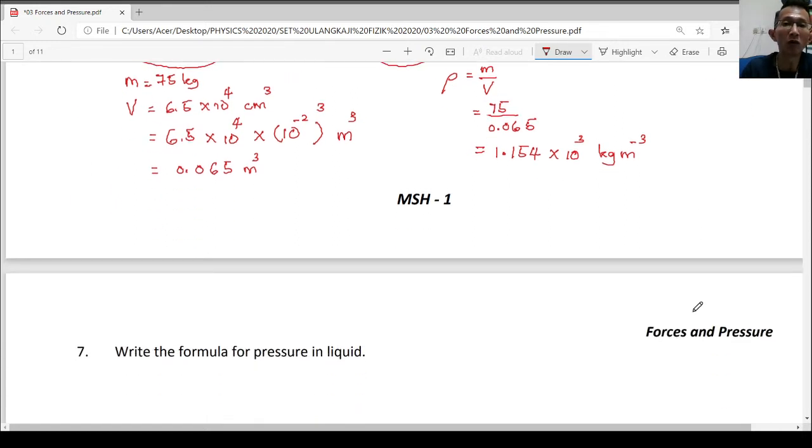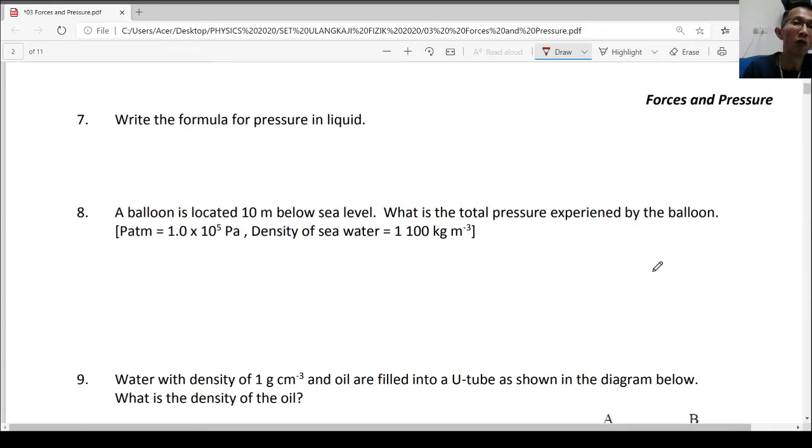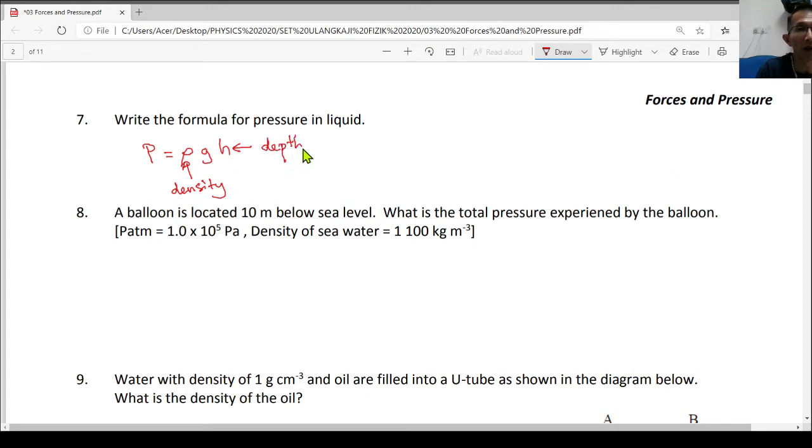Alright, so we go to question 7. Formula for pressure in liquid. So the formula is pressure equals rho g h. Okay, so this is the density of the liquid, and then h here is the depth. Okay, and don't forget that we measure depth from the surface to the point of interest.